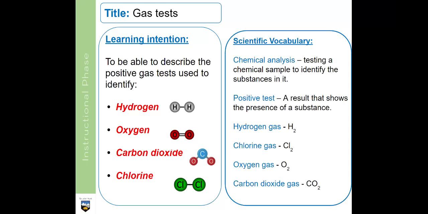So the vocab for today: chemical analysis, which we've been looking at for the last 4 lessons, is testing a chemical sample to identify the substances in it. So today we are testing chemical samples to find out what gases they contain. A positive test is a result that shows the presence of a substance. So, for example, if there was a positive test for hydrogen gas, it would show that there was hydrogen gas present. And the chemical formulas, as we've already discussed.